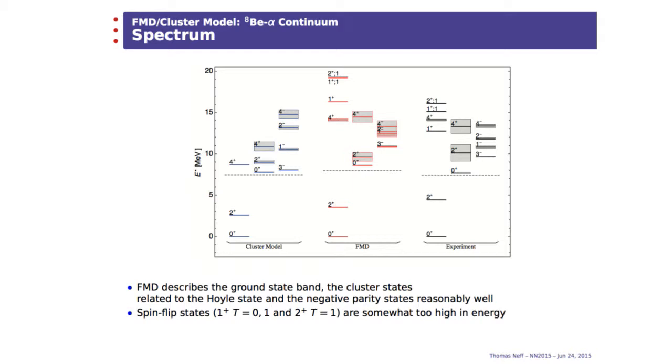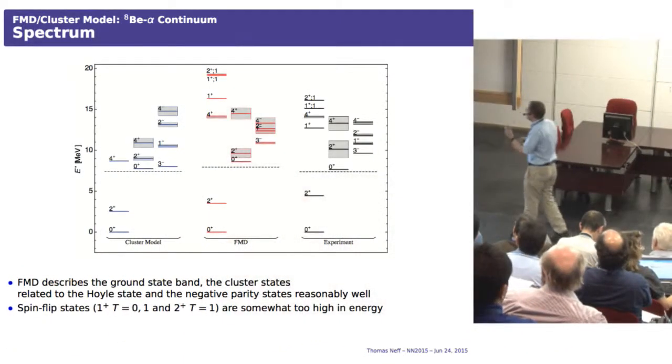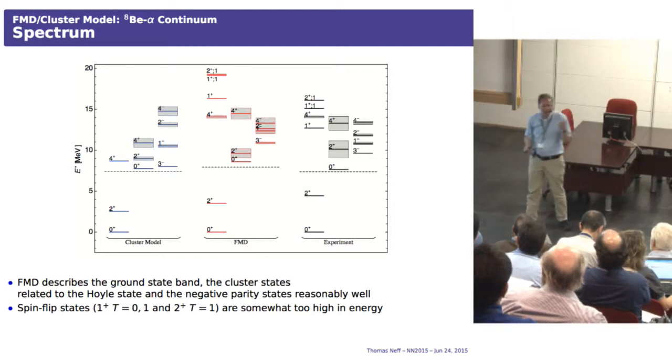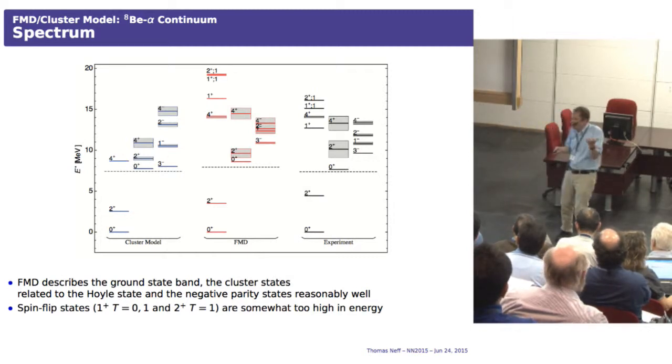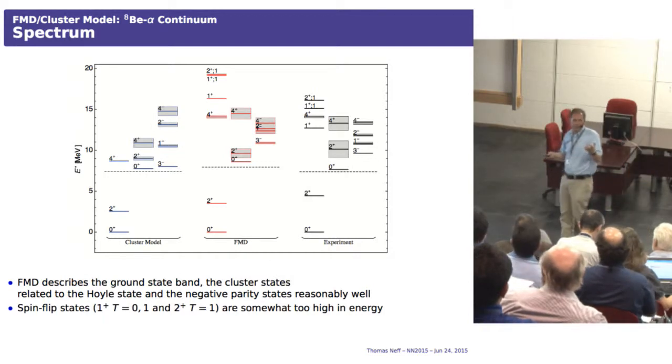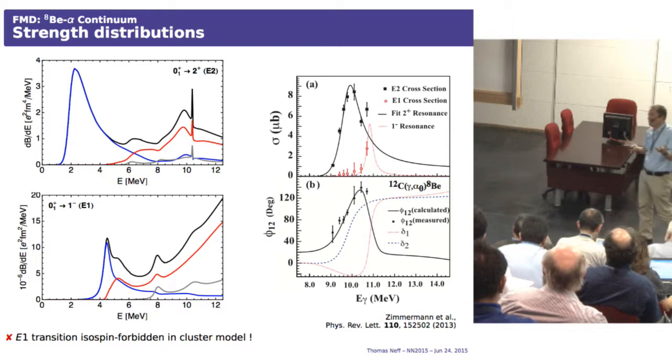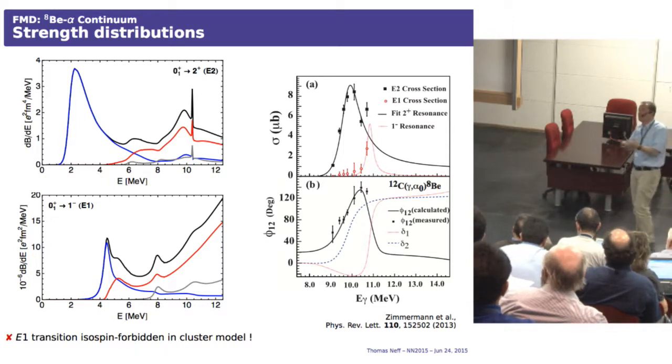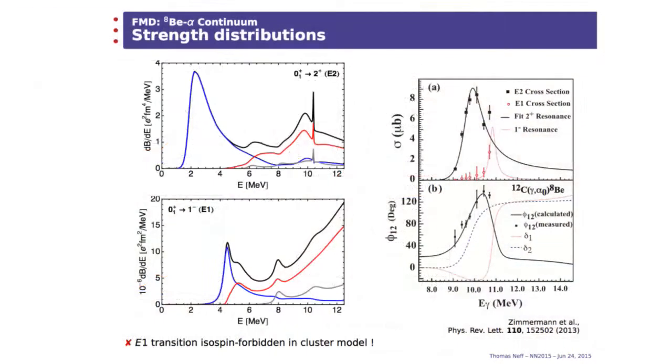Some people relate that to internal structure, I think probably Martin will talk about that tomorrow. And now in the FMD I also get spin-flip states, so the 1+ states and the T=1 states. In the cluster model, of course, they are not there. When you calculate Gamow-Teller or M1 transitions in the cluster model, it's easy because everything is zero. So if you want to compare to experiment, we have to do something better.